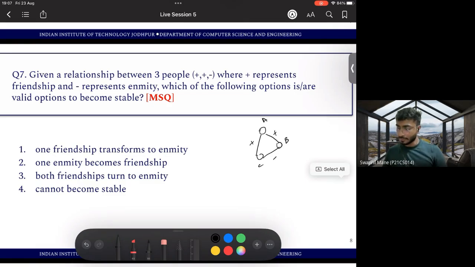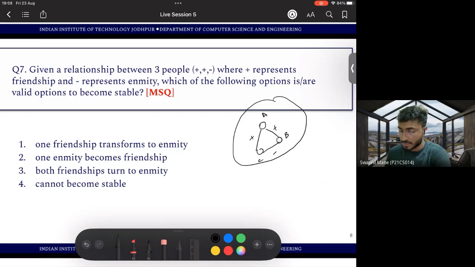Considering this scenario, which of the following options is or are valid options to become a stable network? So we know that this is an unstable network. Suppose we want to convert this unstable network to a stable network, we have to make some modification in this network. So which modification do we need to do? Let's see the options.